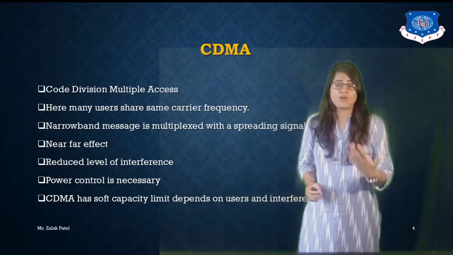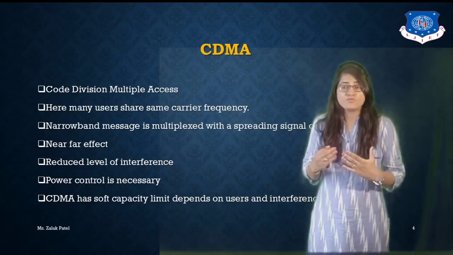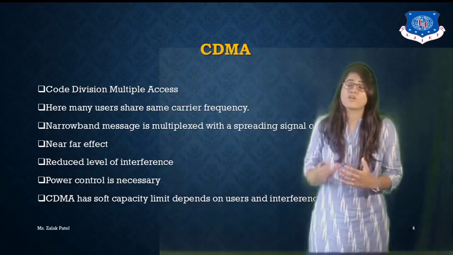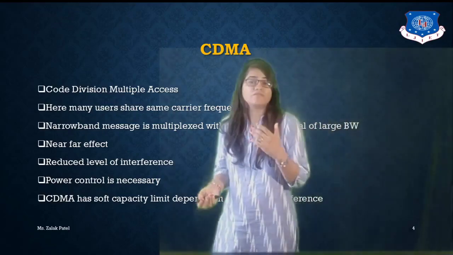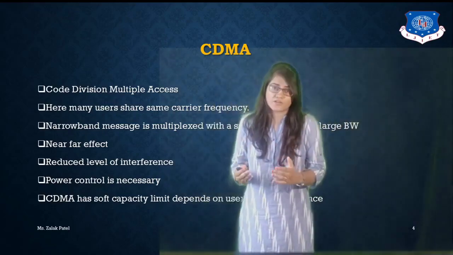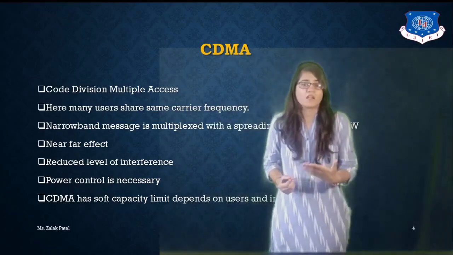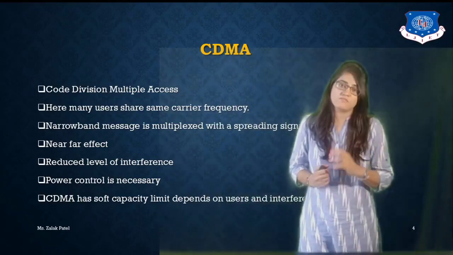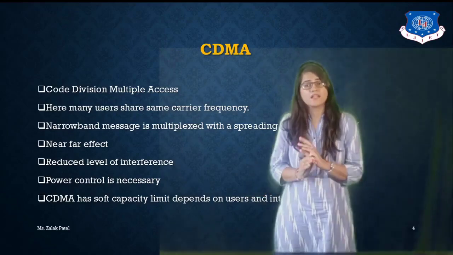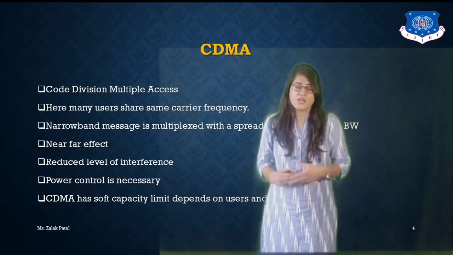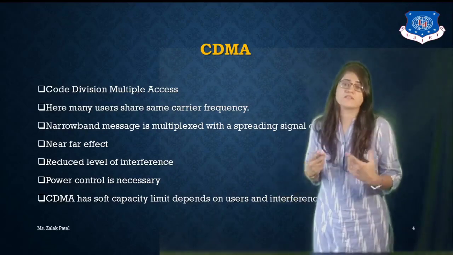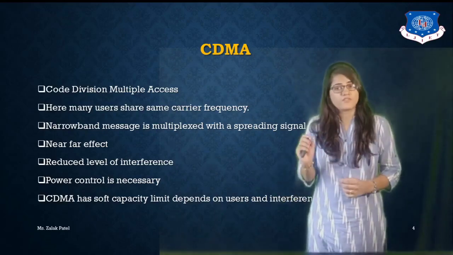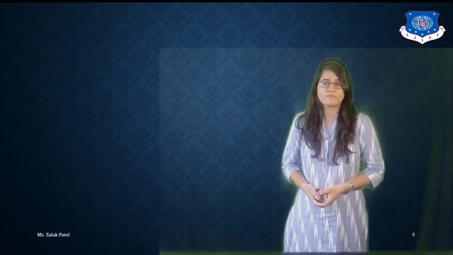CDMA has a soft capacity limit, meaning the number of users can change. If the number of users increases, then the interference level increases. If you want less interference, then the number of users should be as small as possible. So it has a soft capacity limit, meaning it depends on the number of users and interference. We can say that as the number of users increases, the interference level also increases.